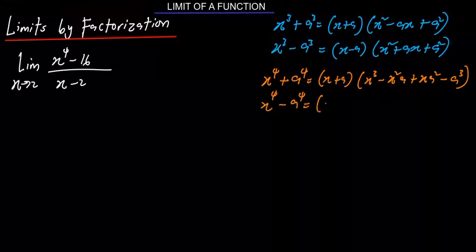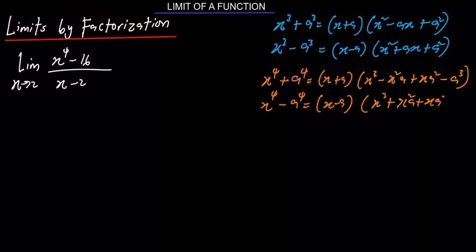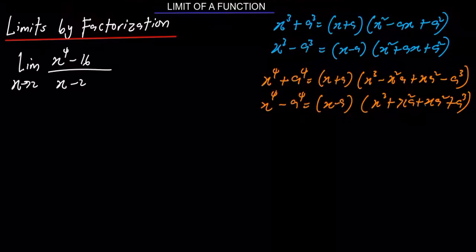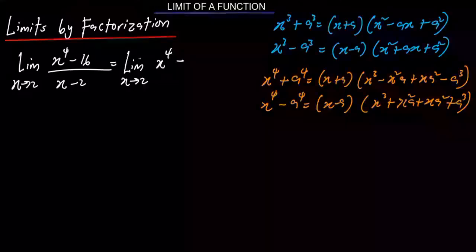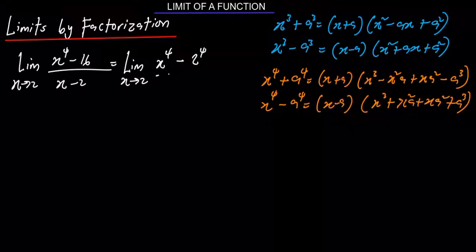That will give me x minus a, x cube plus x square a plus xa square plus a cube. That is it. So the pattern continues that way. And remember that what I'm having here, I can rewrite it as the limit as x tends to 2, x raised to the power of 4 minus 16, which is the same thing as 2 to the power of 4, all over x minus 2.